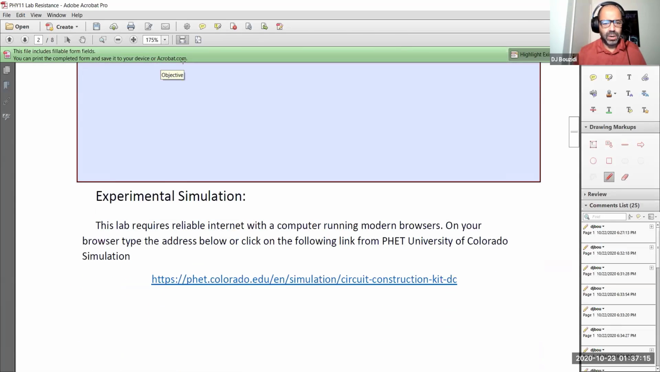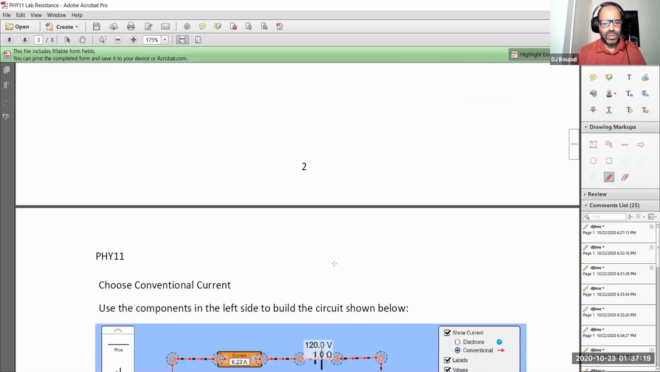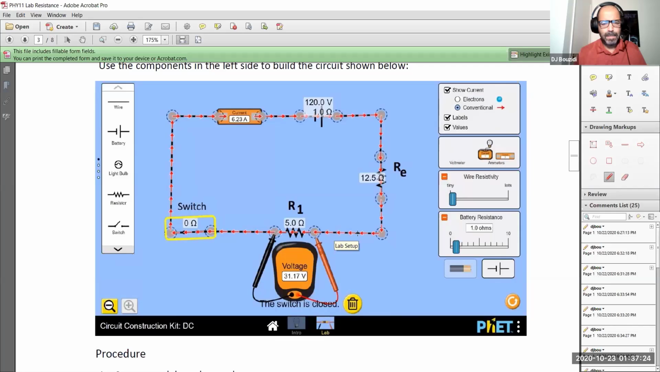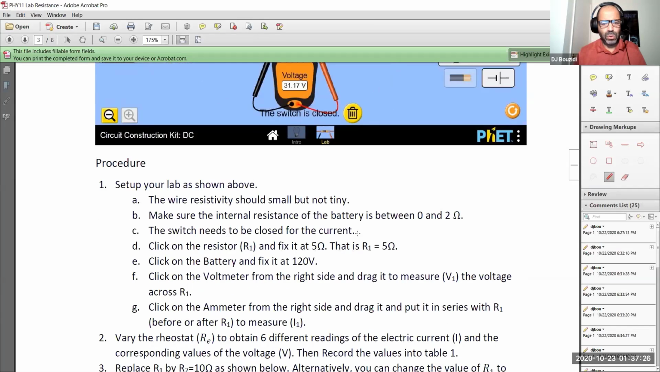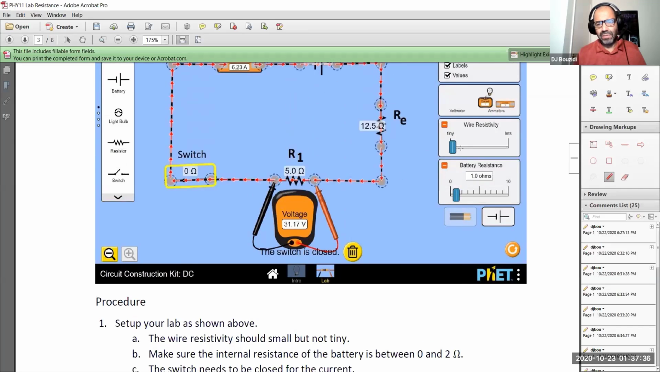Leave the objective for right now. We're going to jump right into the simulation, follow the instructions, and basically do this activity. This is how it looks, and follow this instruction. What it says is the wire resistivity should be small but not tiny. The wire resistivity should be something small to simulate real wires in real life.